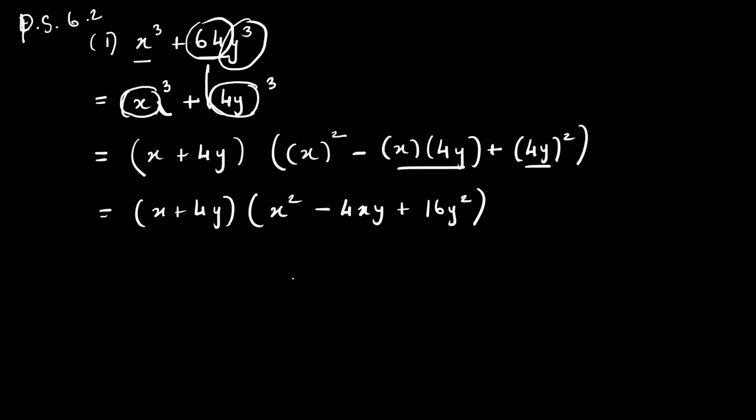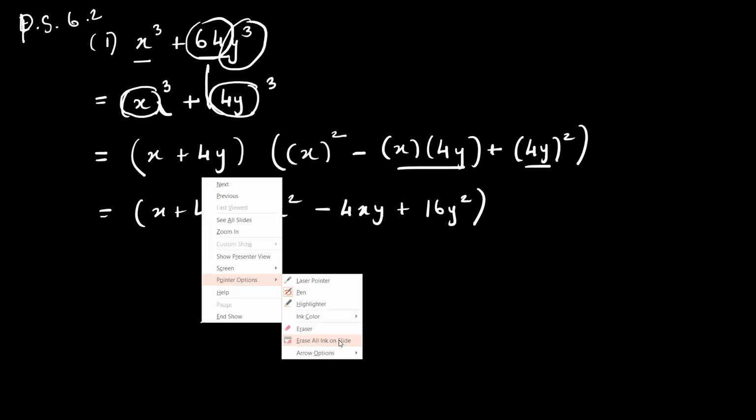Hello, sir. You understood the first sum? Yes, sir. Okay, let's try the second sum then. The second sum says, 125 p cube plus q cube. Amberlin, does it look like A cube plus B cube or A cube minus B cube? A cube plus B cube.